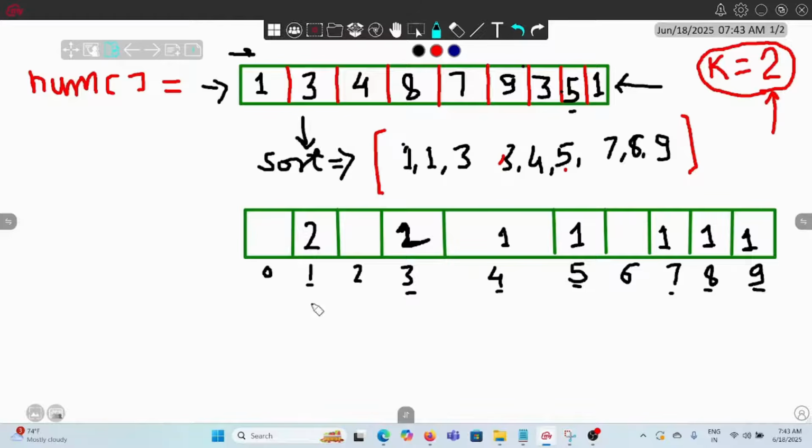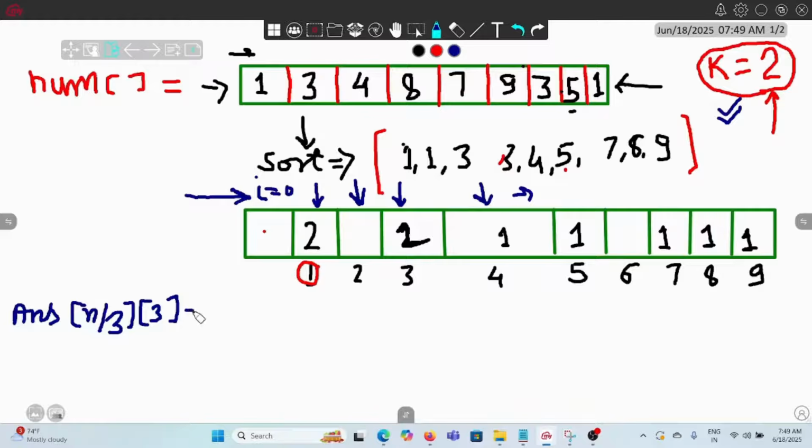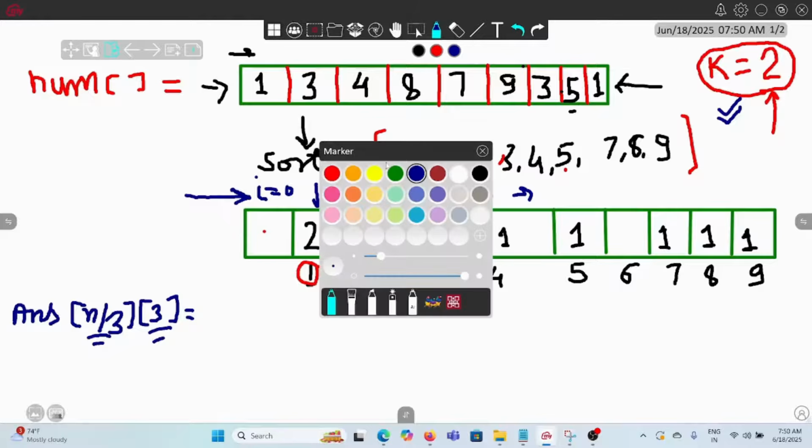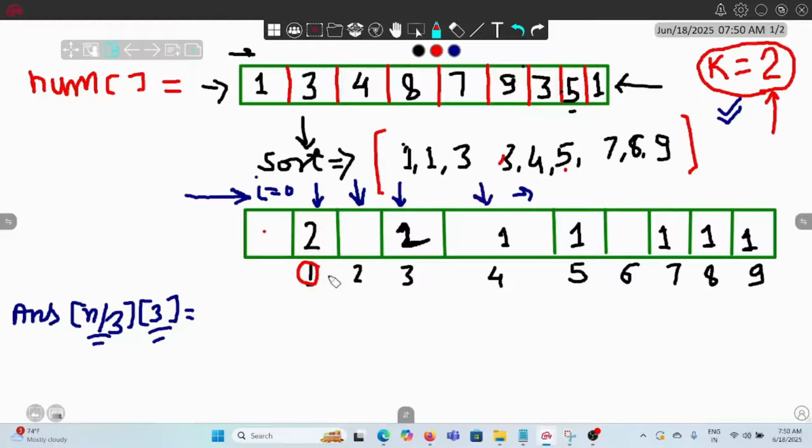So guys, now you can observe that our answer array would be of size n by 3 and 3. This is a 2D array, right? So we have to find these values from this frequency array itself. So how do we do that? We have to pick all those values which have a frequency greater than or equal to 1, because those are the values which appeared.